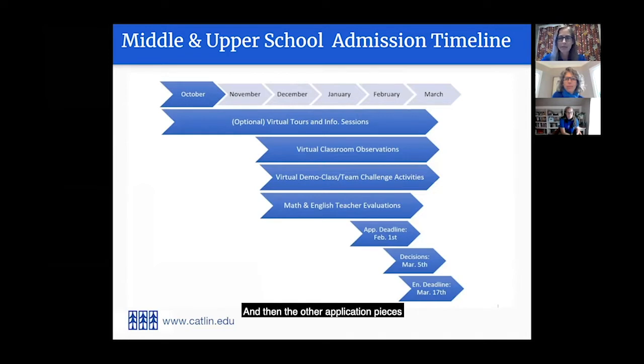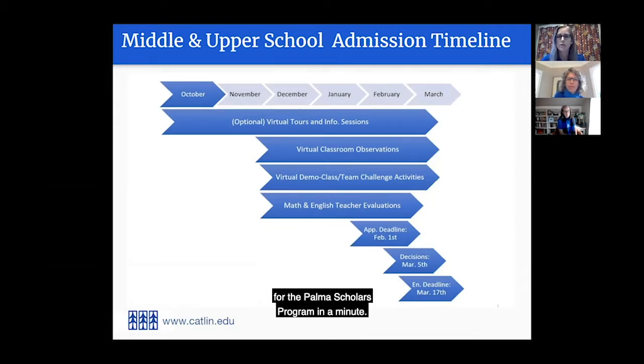And then the other application pieces are also available now until February 1st, which is the application deadline for middle and upper school. And again, I'll mention the application deadline for the Palma Scholars program in a minute. So February 1st is when all of those things have to be submitted. And similar to all the other grades, March 5th is when we make our admission decisions known. And then families who are offered admission have until March 17th to make an enrollment decision.